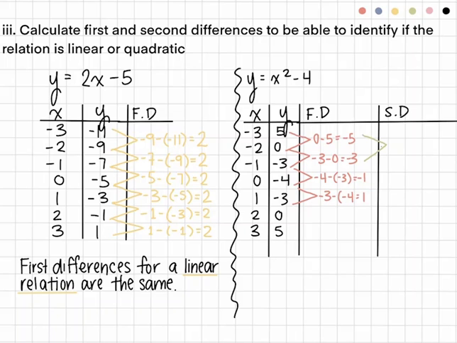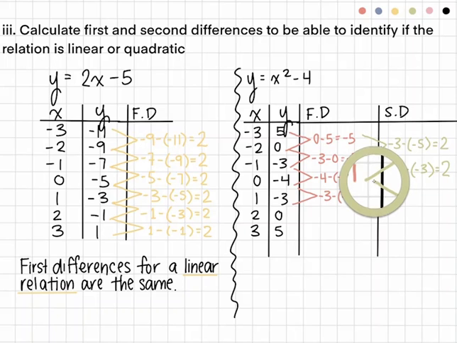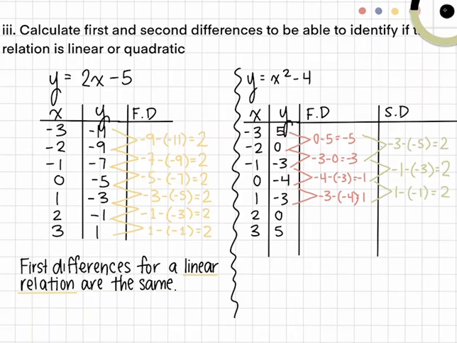So let's write them out. We've got negative 3 minus negative 5 equals 2. And we've got negative 1 minus negative 3, which equals 2. And then we've got, I realized I didn't put a bracket here. My apologies. We've got 1 minus negative 1, which equals 2, and so on. We can see that our second differences are all the same. So what does that mean? That means that our relation is quadratic.